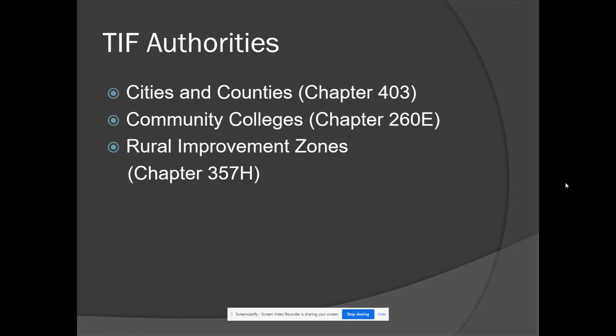Cities and counties undertake TIF under Chapter 403. Community colleges did under Chapter 260E. And rural improvement zones, which are private lake developments, so a pretty narrow focus of TIF usage, that's covered in Chapter 357H.